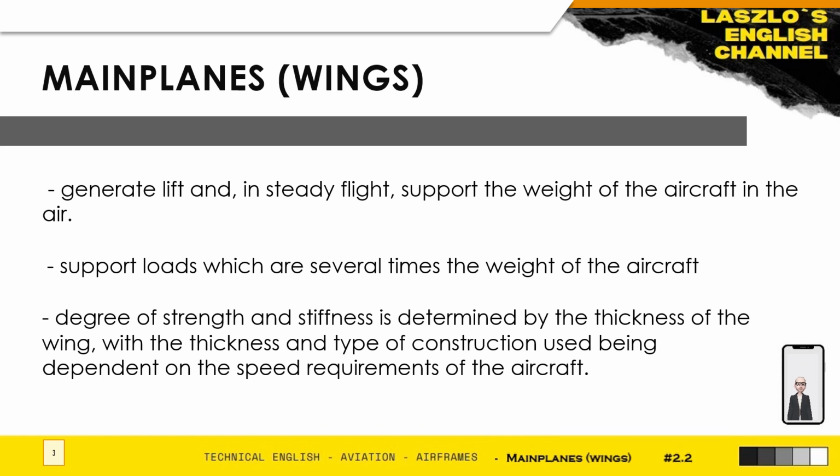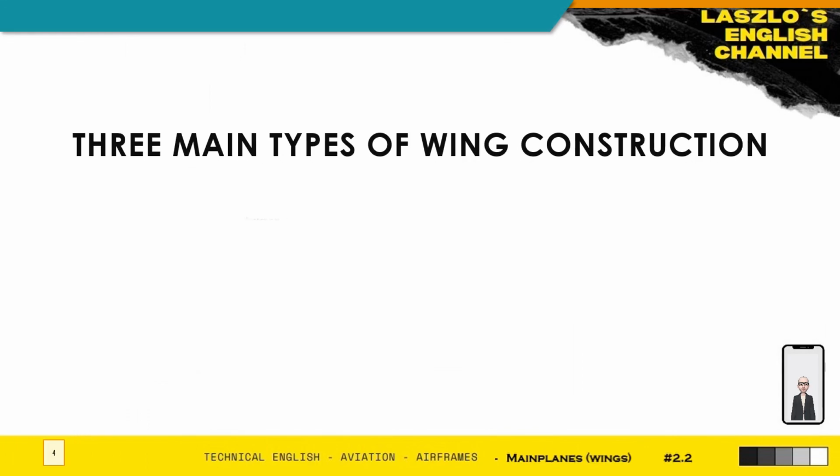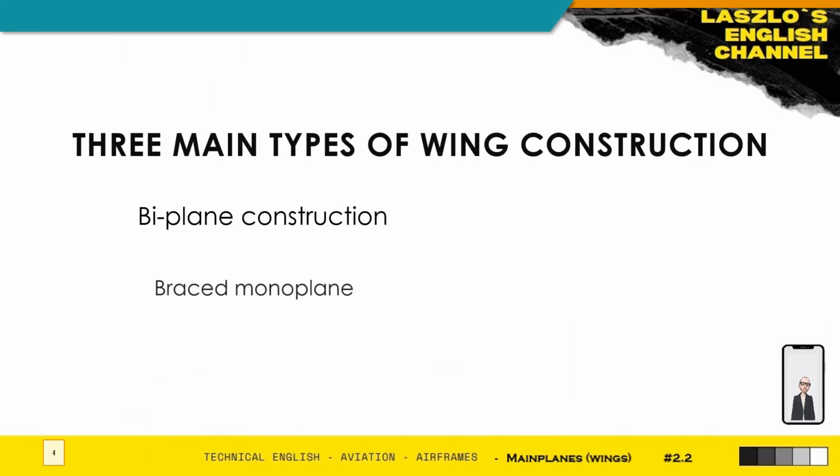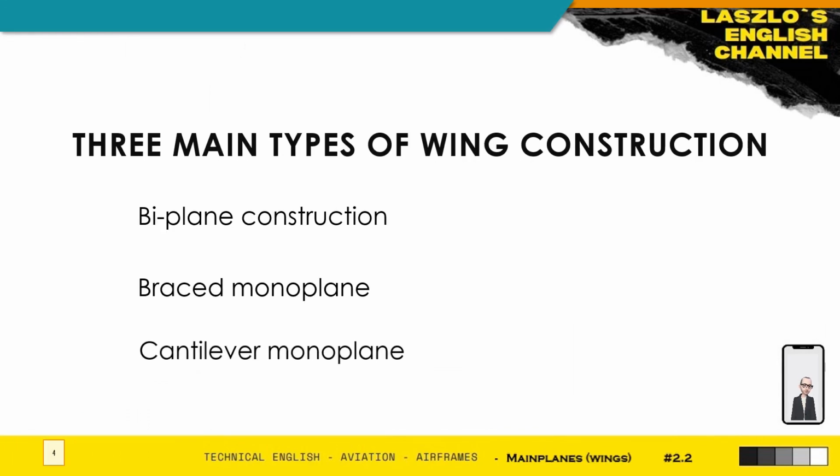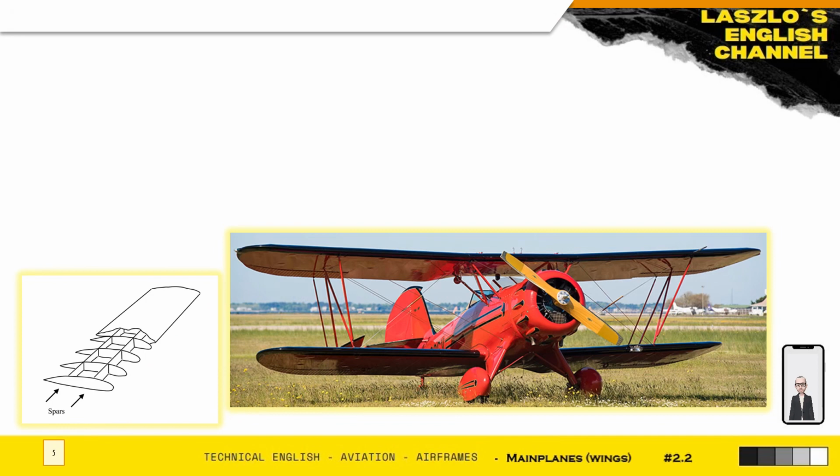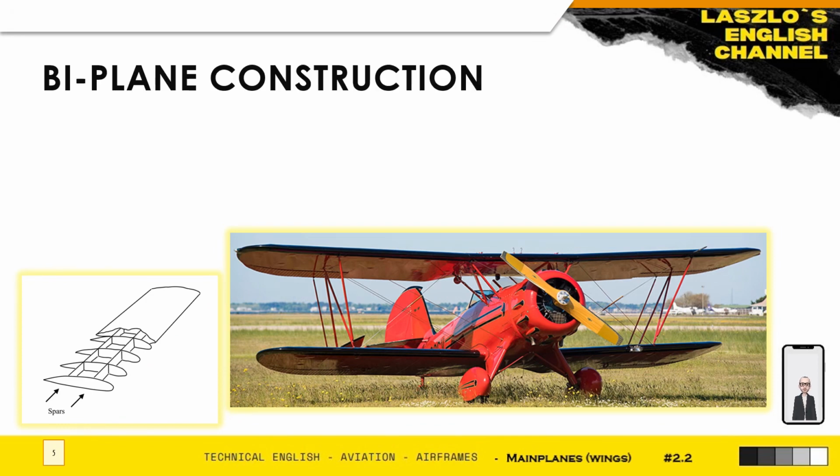Okay, the degree of strength and stiffness is determined by the thickness of the wing, with the thickness and the type of construction used being dependent on the speed requirements of the aircraft. Okay, the various types of wing construction are biplane, braced monoplane, and cantilever monoplane. Okay, we are going to go through these three types one by one. Let us start with the biplane construction. You will see an example right here.